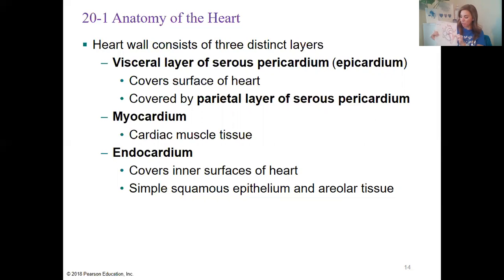Of course, the myocardium is this thick muscular layer right here. So on your left side of your heart, what you can see over here is that this is going to be much thicker.